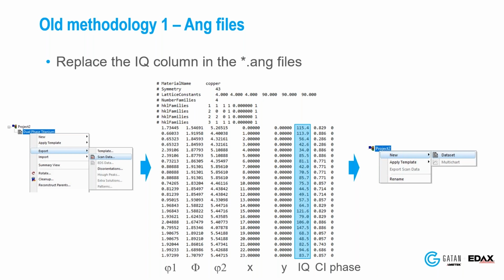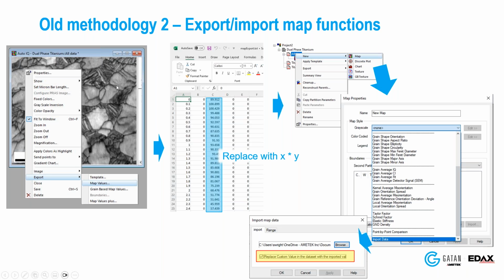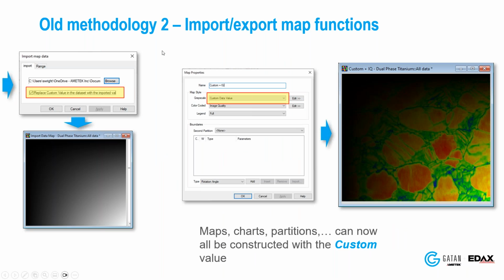So the next step we did was, you could export the map values and then take that text file and do kind of the same thing. You can replace whatever field you created the map with a new one. You could bring it in when you import the data. You could bring it into a custom value that the OIM software knows about. So you could do some correlated microscopy that way. And then you can continue to import and export and use this custom value to create your maps.